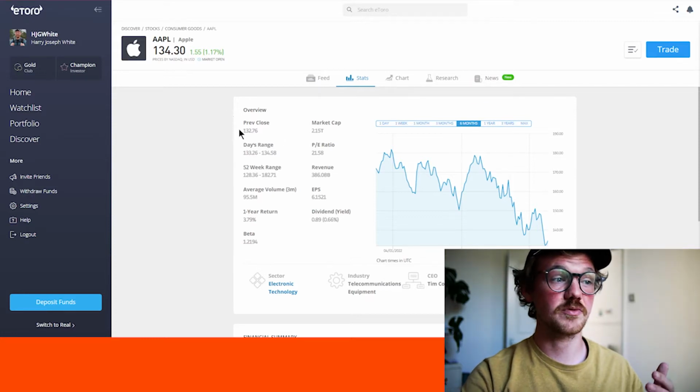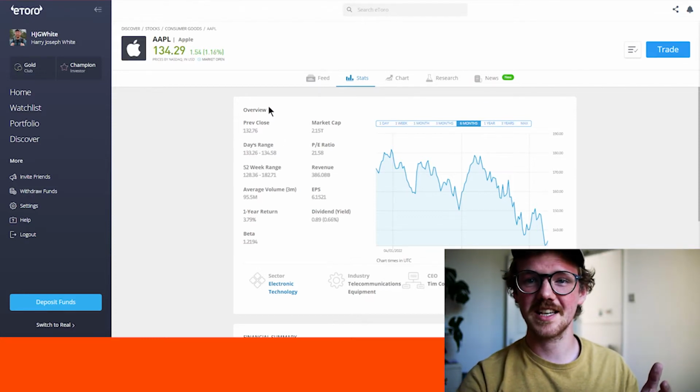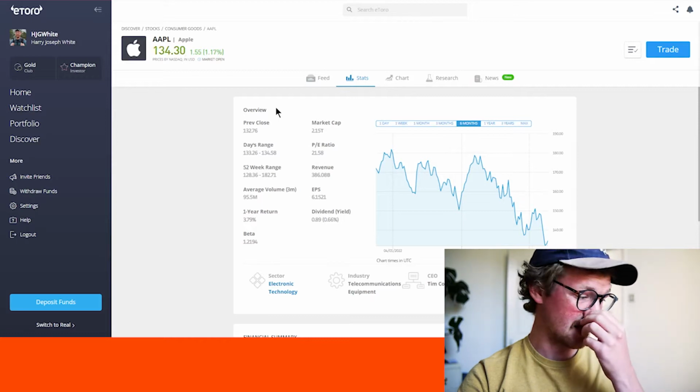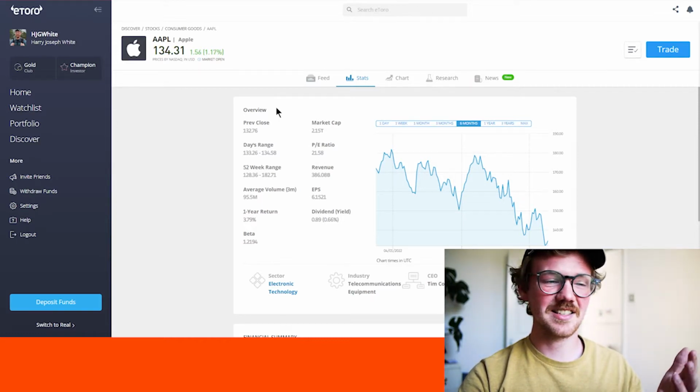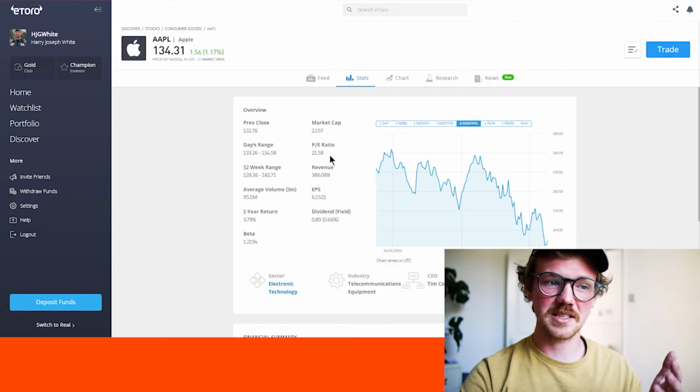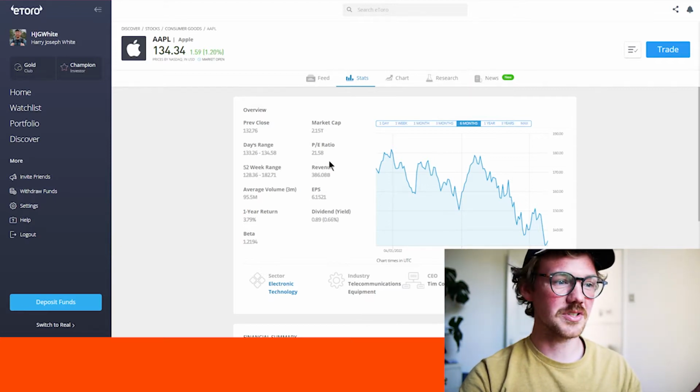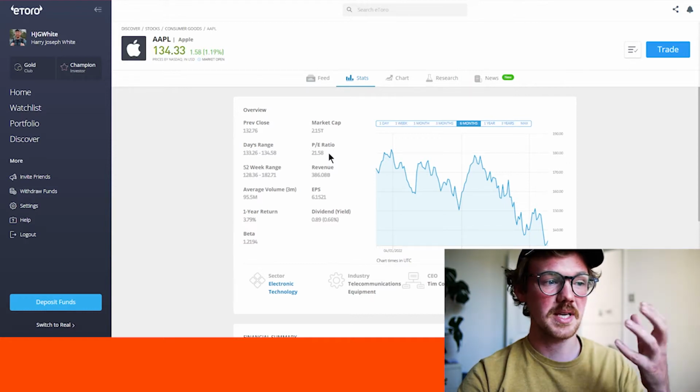Now, this overview information is not here to confuse you. This is real information that big institutions use. It's simplified and laid out really clearly for you here.